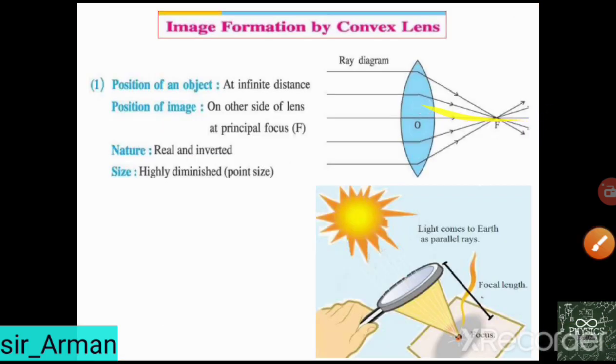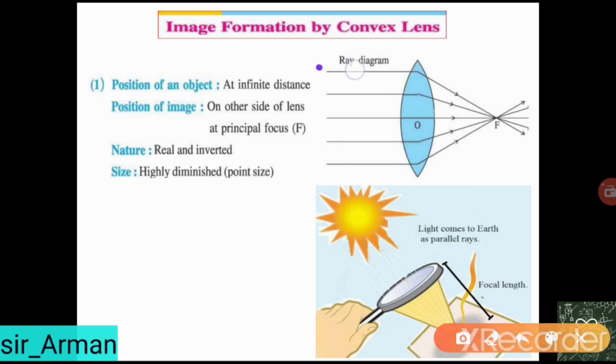Okay, so image formation by a convex lens. Here we will discuss only 2 cases, and in the next lecture we will discuss more cases. So let us take the object at infinity. Whenever the rays are coming from an object which is very far, we assume that the rays are coming parallel.